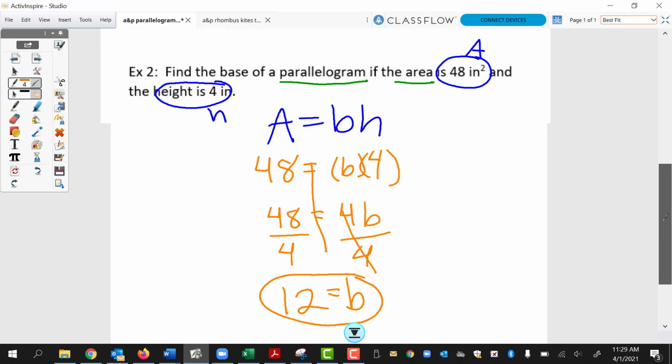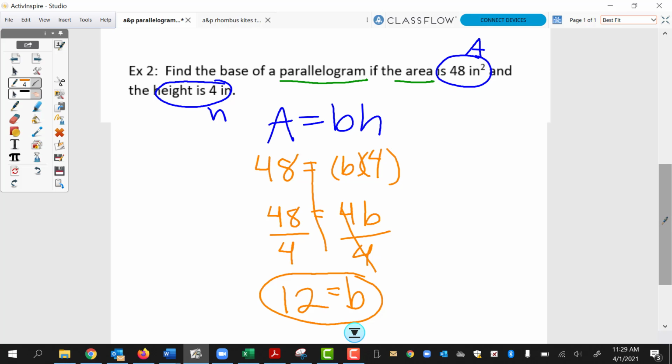So that should pretty much be it. I mean, this is pretty basic. So you can go ahead and start the formative.